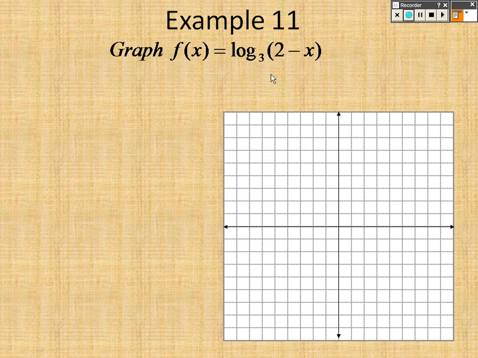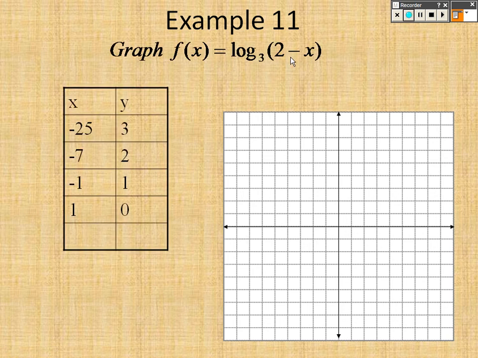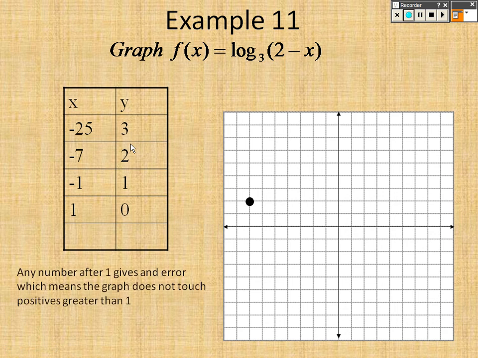So to graph this log, it would be log of parentheses 2 minus x on top divided by log of 3. And these are some of the numbers that would show up on your table. So I'm going to plot those points, and there's the graph. Now keep in mind what makes this 0, positive 2. Because it's positive 2, that's where the vertical asymptote is. There's something else to keep in mind.